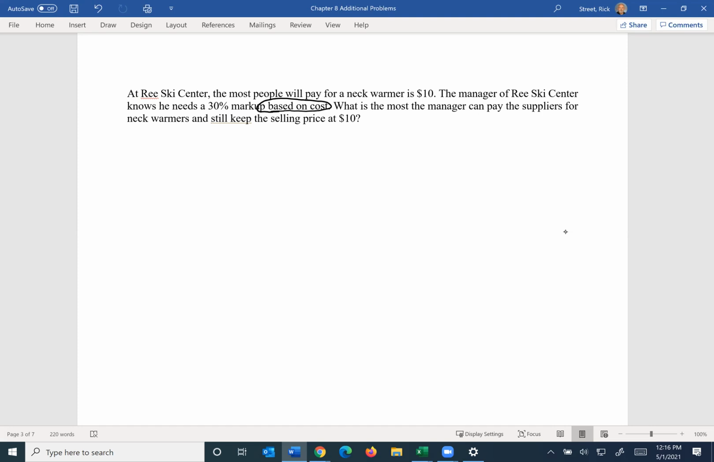What is the most the manager can pay the suppliers for neck warmers and still keep the selling price at $10? Let's set it up. Sell price. Well, we know it's going to be $10. He says that they can't sell this for anything more than $10. But our markup is based on cost, not sales price this time. So let's set it up.